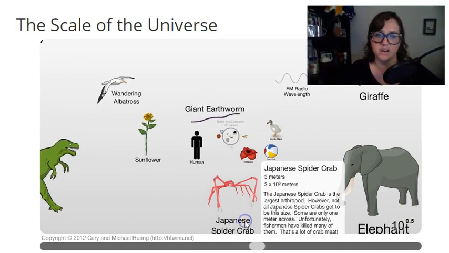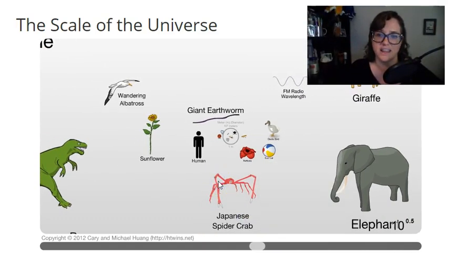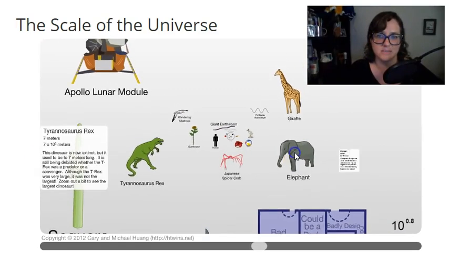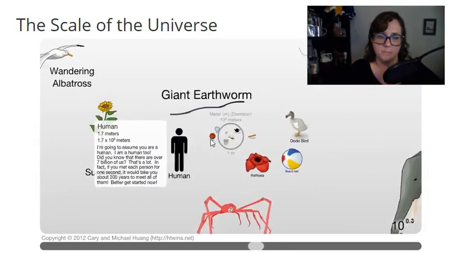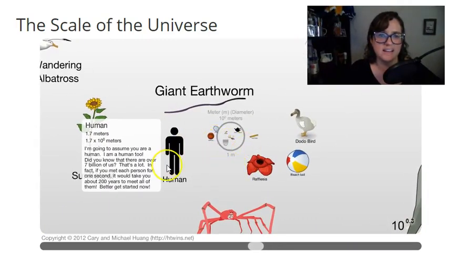Yes, there are crabs that are bigger than us. They're very rare, but they exist. People like to eat their legs. Yes, the T-Rex is about the same size as an elephant. Not for this class. Okay, so we're going to exist on this scale, and then we're going to get smaller.